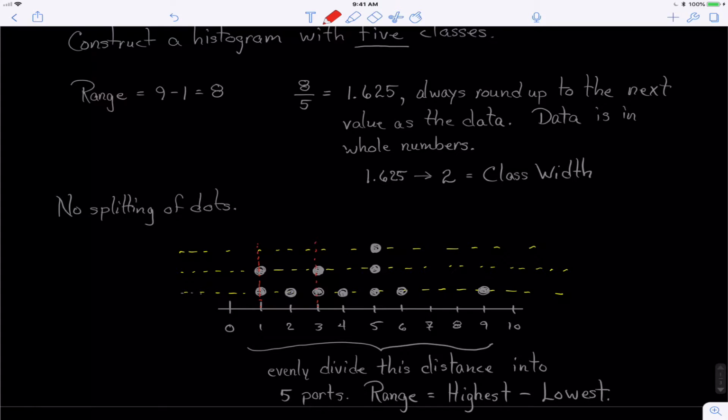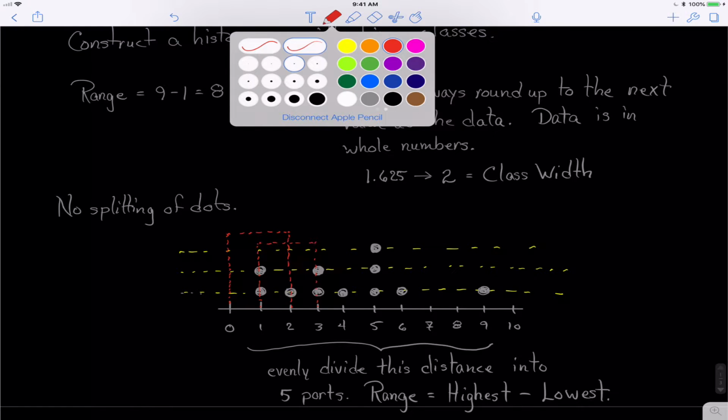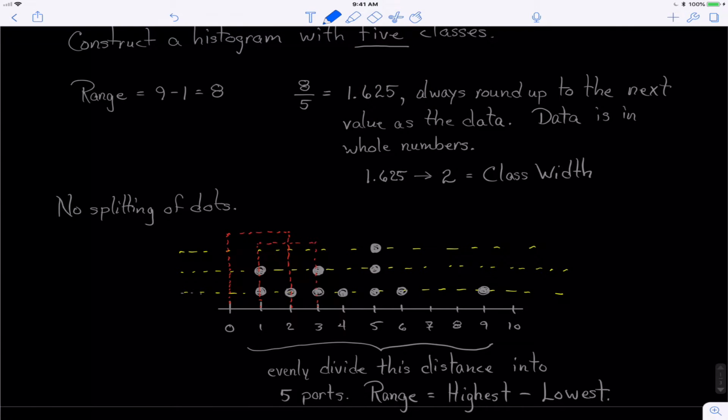Well, maybe we could shift to the left. What if we shifted to the left here? I'm going to just put a little dot to connect those, because that was one idea. What if we went to 0 and then to 2? Well, we don't have any split dots at the 0, but notice that when we land on 2, we split that dot. So that doesn't really work very well either. So let's do this correctly, and here's what we do. We'll make our bins in blue, and we'll call them bins.